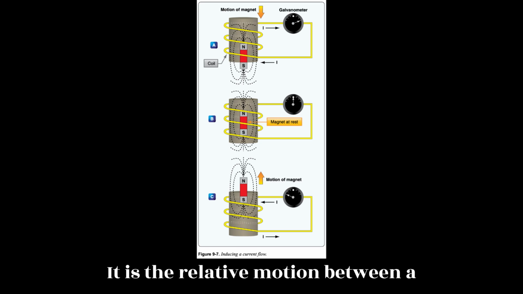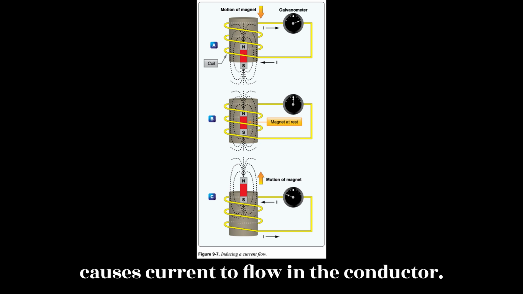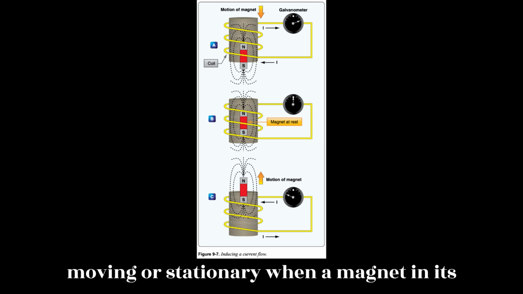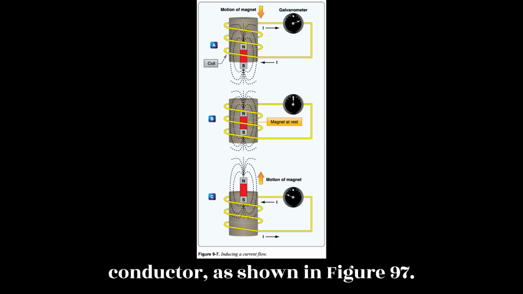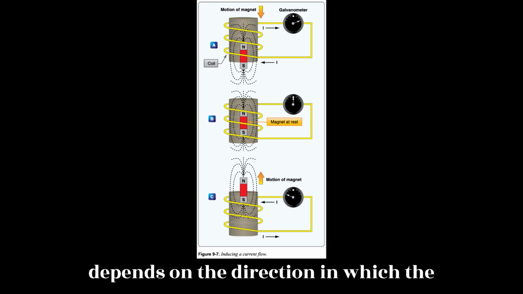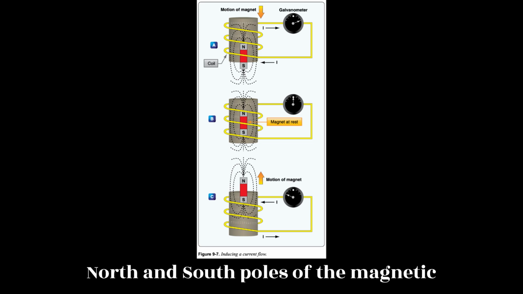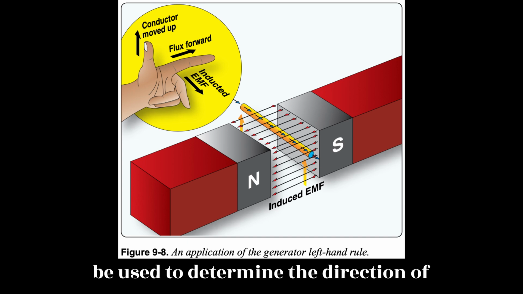It is the relative motion between a conductor and a magnetic field that causes current to flow in the conductor. Either the conductor or magnet can be moving or stationary. When a magnet and its field are moved through a coiled conductor, as shown in figure 9.7, a DC voltage with a specific polarity is produced. The polarity of this voltage depends on the direction in which the magnet is moved and the position of the north and south poles of the magnetic field. The generator left-hand rule can be used to determine the direction of current flow within the conductor.